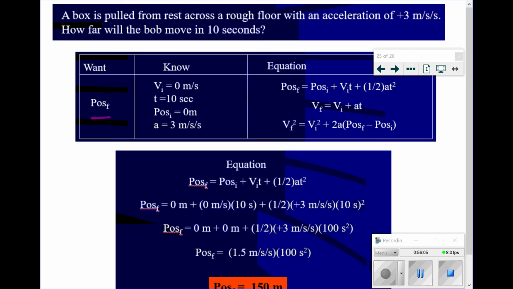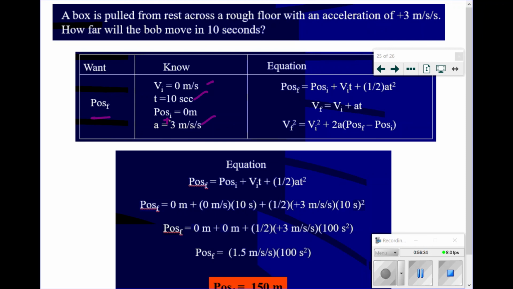What do I know? I know it started from rest. I know it went for 10 seconds. I know the acceleration was 3 meters per second squared, positive. And they didn't give me a starting position, so I'm going to say my starting position is 0. And please notice, I'm not really looking for final position. I want to know how far it traveled, so how far from my initial position. So I can pick any number I want. 0 is just the most convenient for me.